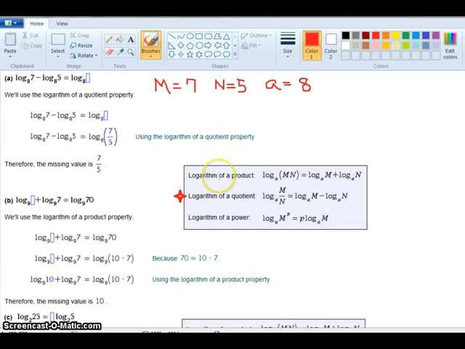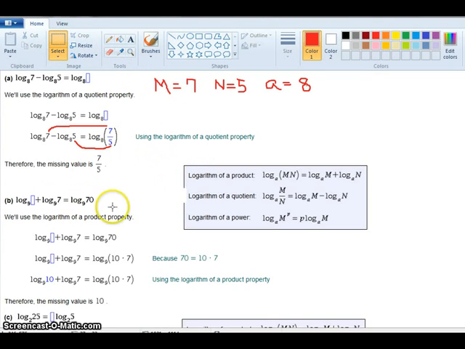So just compare them: a is equal to 8, m is equal to 7, n is equal to 5. I can simplify this in terms of log a of m over n. We just put the 7 on the top, the number in front goes on the top, and the number at the back goes at the bottom. So the missing value is 7 over 5. Alright, let's erase this.